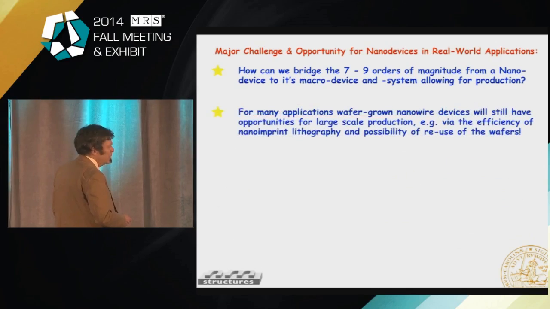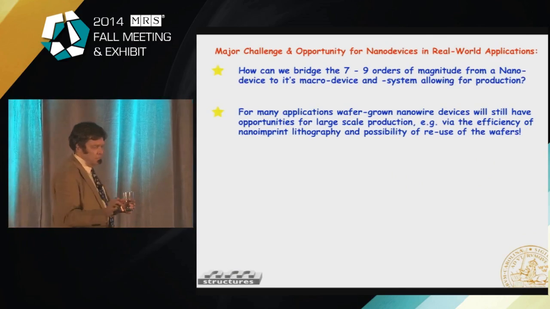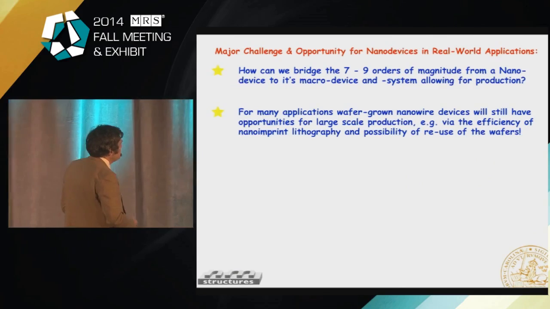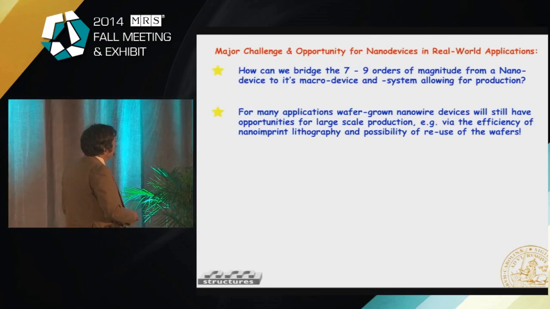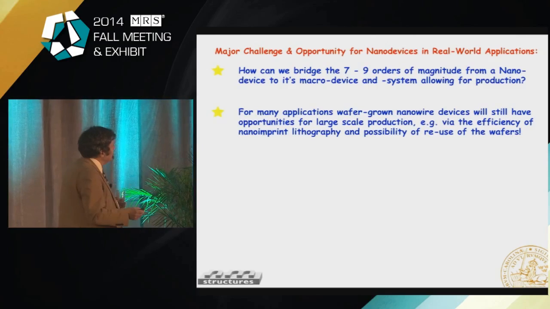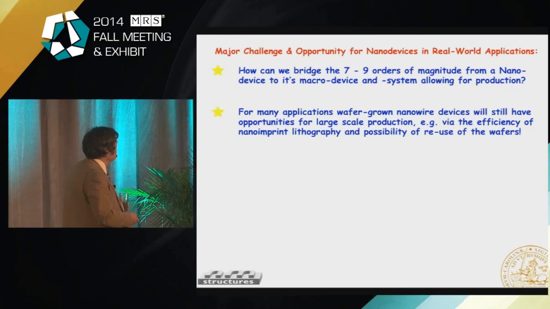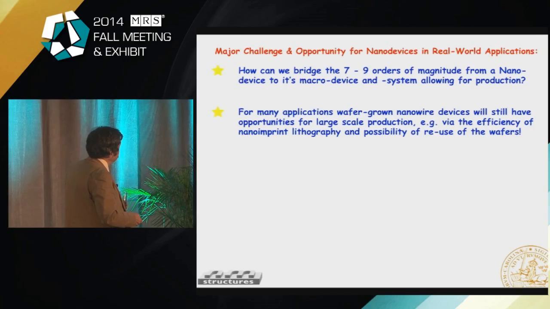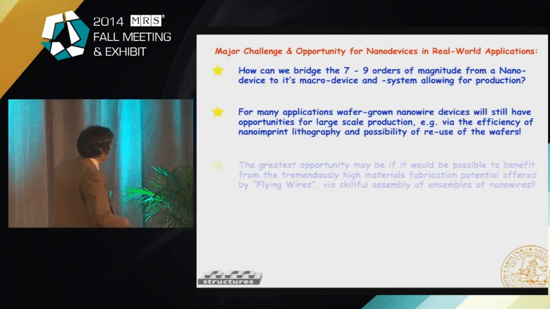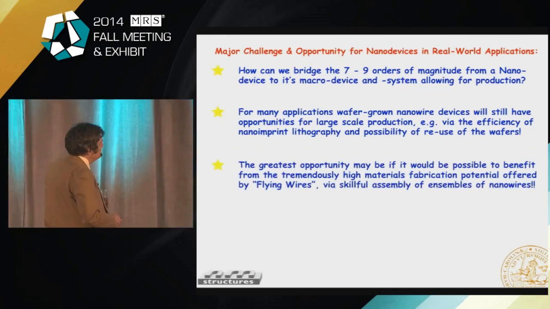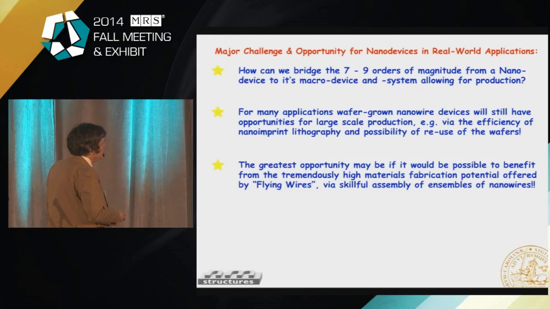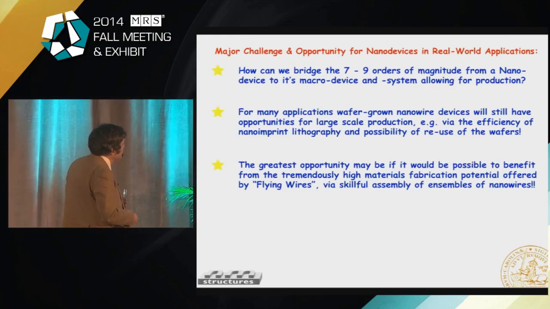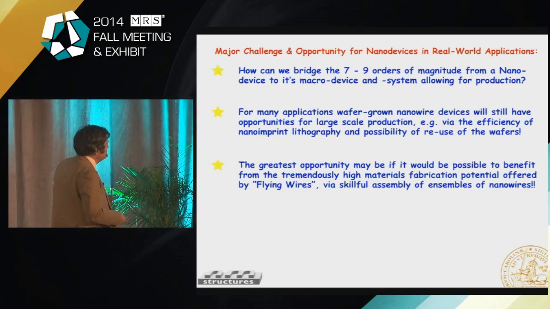And for many applications, the wafer-grown nanowire devices still may have opportunities. I gave some examples of the LEDs, for instance. But for cost-critical applications like solar panels, I doubt that this can be done. But definitely, with the efficiency of nano-imprint lithography and possible reuse of the wafers, it is still one of the opportunities. But what is, I think, even more interesting as an opportunity right now is if we could benefit from this tremendously high materials fabrication offered by the flying wires by a skillful assembly of ensembles of nanowires.